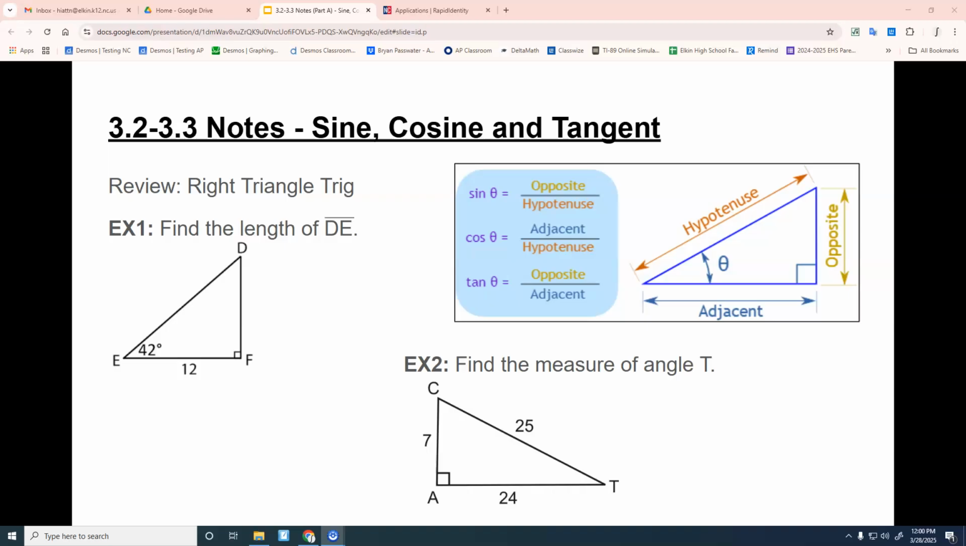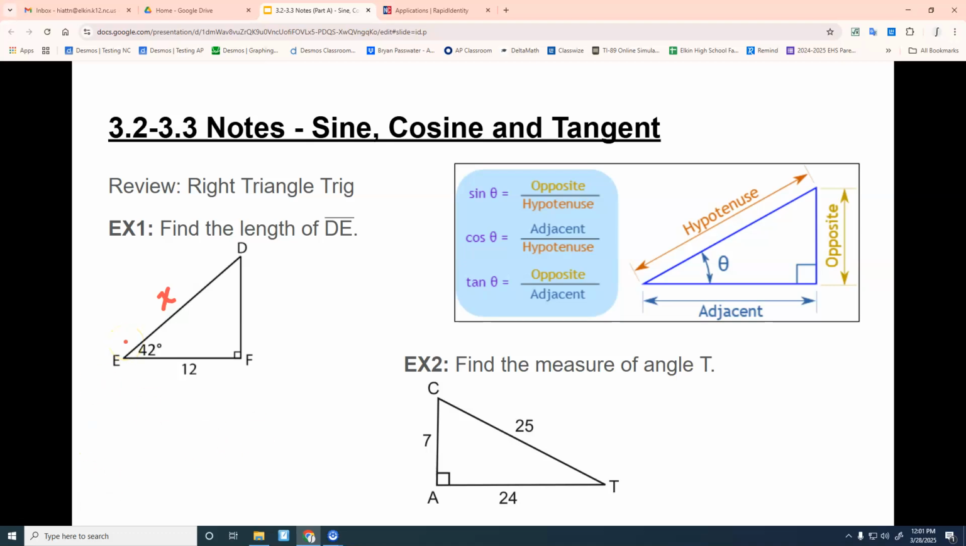So those are really important for you to have memorized for just being able to use regular trig in any circumstance that you might find it. So if we look at a couple questions where we're going to do this, if we look at example 1, it tells us to find the length of DE. So DE is this side right here, and I'm going to put an X right here. That's what we're looking for.